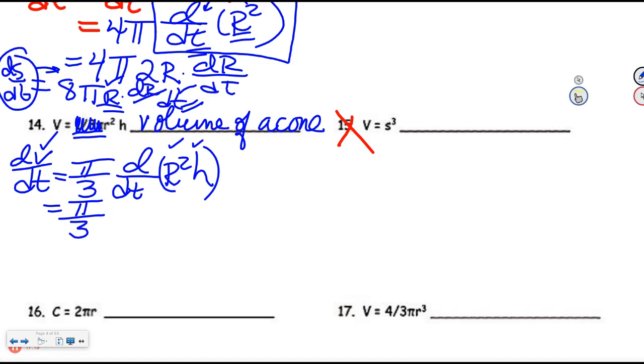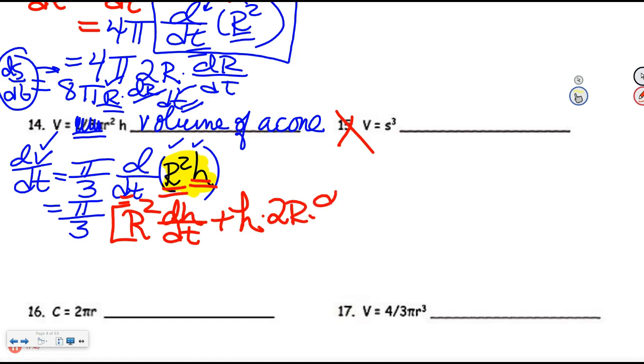And now this right here is a product rule. That gets missed a lot. It's the product of the radius squared and the height. So be very careful that you set a pair of beefies down and you do your first d second. dh dt, do not call it h prime. We're calling it dh dt. First d second plus second, which is the height, times d first, which would be 2r times dr dt.